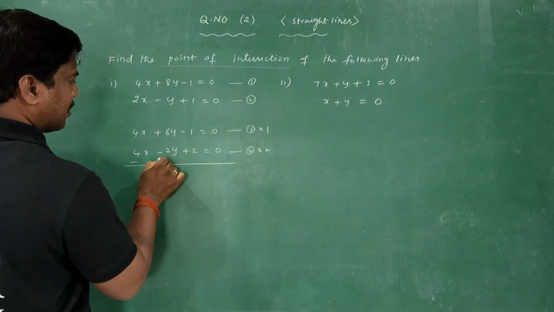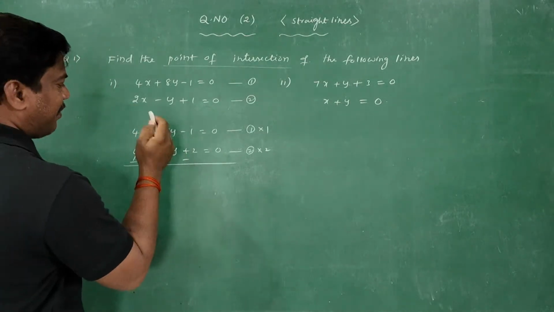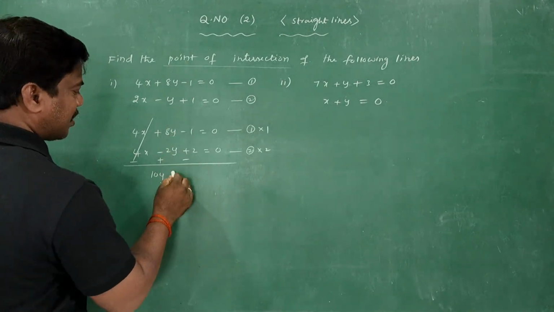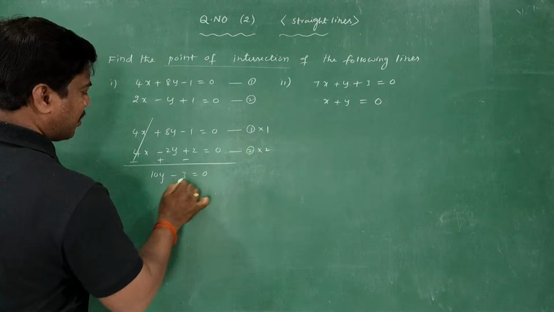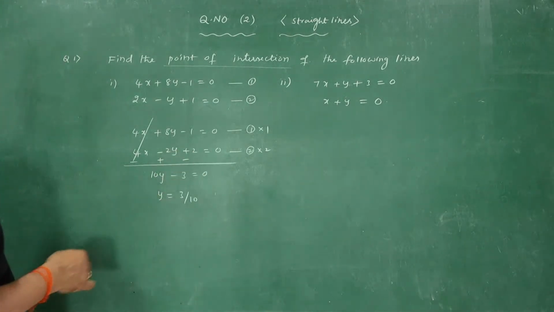On subtraction, 4x gets cancelled, 8y plus 2y, that is 10y, minus 1 minus 2, that is minus 3 equal to 0. And hence the value of y equal to 3 divided by 10.